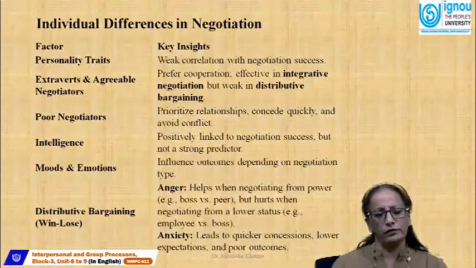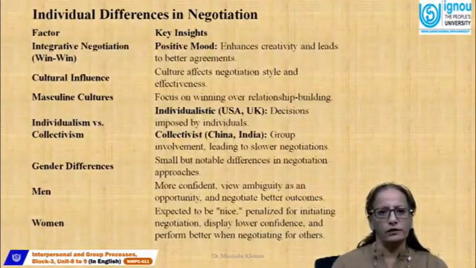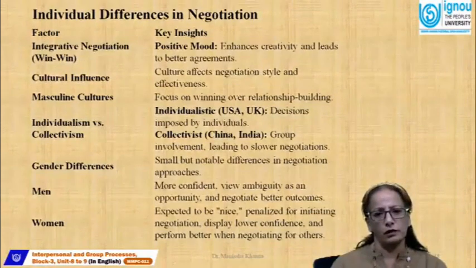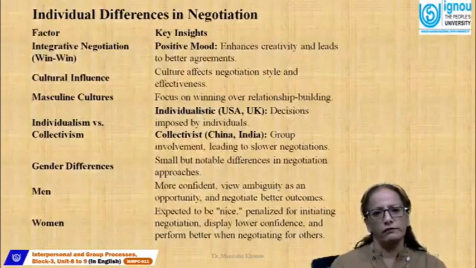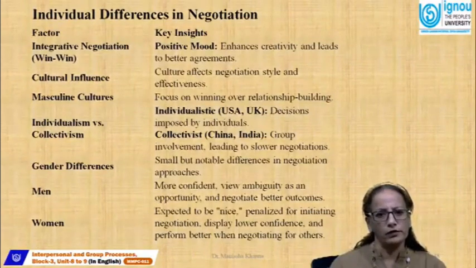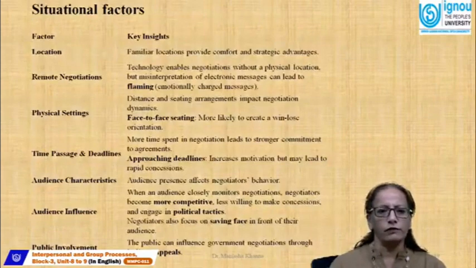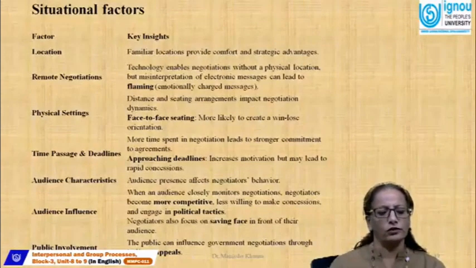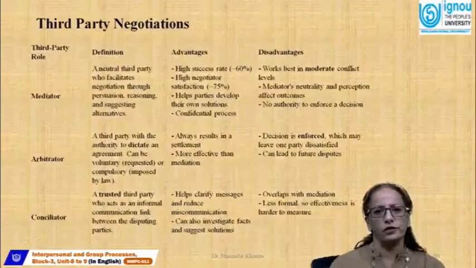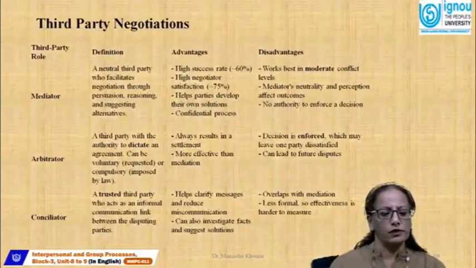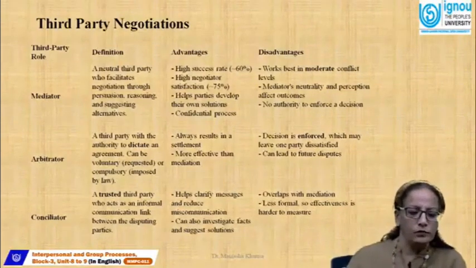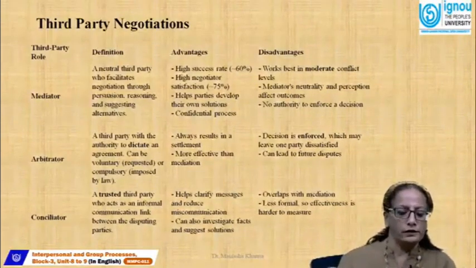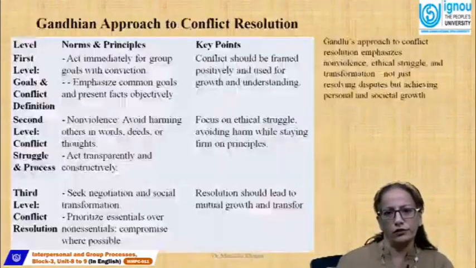The individual differences in negotiation happen to be on personality traits, poor negotiations, intelligence, emotions, moods of people, distributive bargaining. The other differences are based on gender, collective culture, or maybe the climate influence, or even masculine cultures. Situational factors can be on the basis of location, deadlines, or the characteristics of an organization. Third party negotiations can be based on mediators, arbitrators, and conciliators.